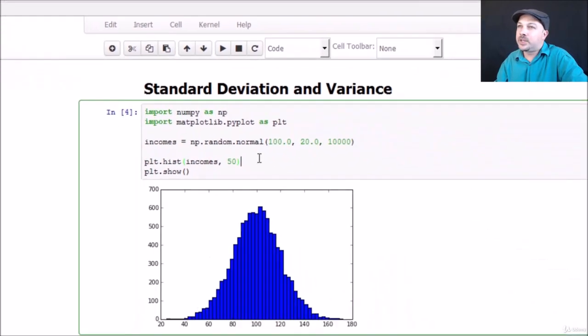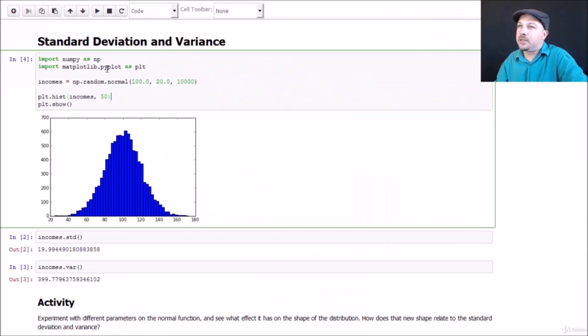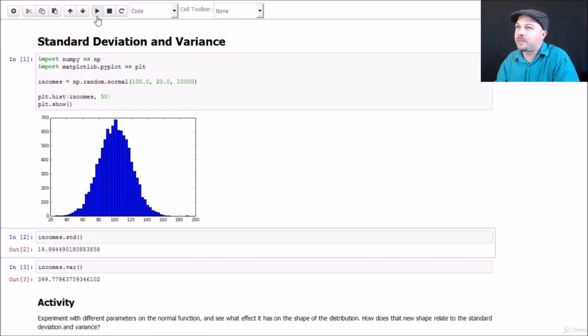So what we're going to do here is, just like the previous example, use matplotlib to plot a histogram of some normally distributed random data. We're calling it incomes, and it's going to be centered around 100. Hopefully that's an hourly rate or something and not annual, or some weird denomination, with a standard deviation of 20 and 10,000 data points.